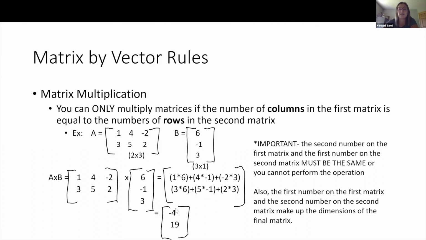To multiply, in this example A times B, you take 1 times 6, add that to 4 times -1, and then add -2 times 3. You add all those together, and that gives you the upper entry of the final matrix. Then you take 3 times 6, add that to 5 times -1, and add that to 2 times 3. Add all those together, and that gives you the bottom entry of the final product.